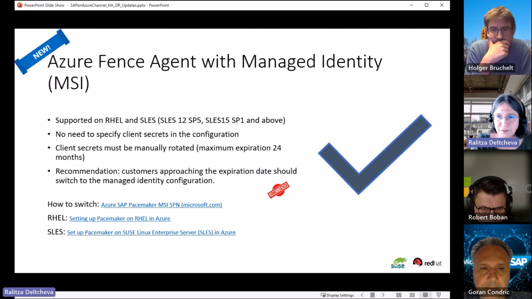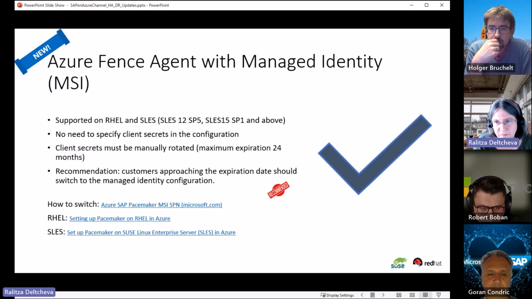With the traditional configuration for Azure Fence Agent, it was necessary to specify a client secret in the configuration of the Pacemaker cluster resource. And with the heightened security which surrounds SAP systems, that presented a challenge for some customers who had very strict security and compliance requirements. So enter MSI. With Azure Fence Agent configuration with MSI, there is no client secret in the configuration anymore. So the security challenges would be solved.